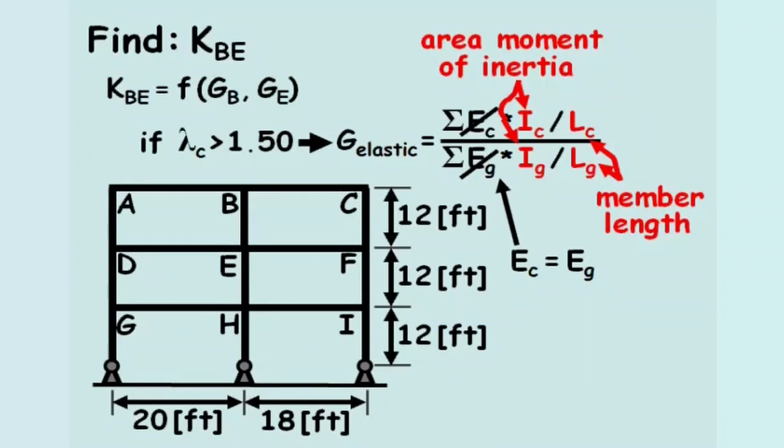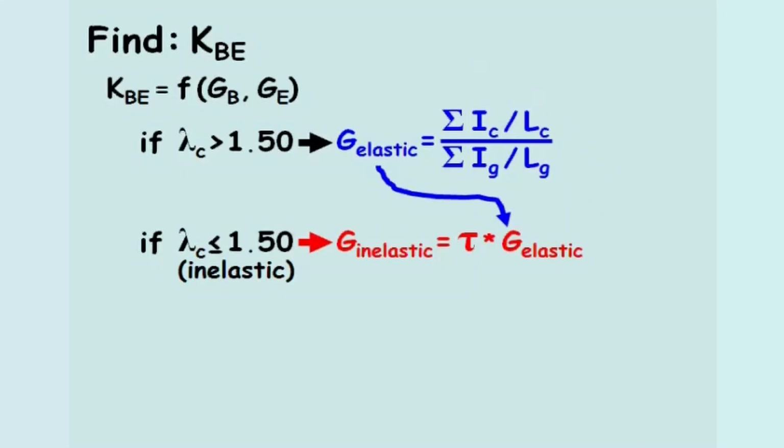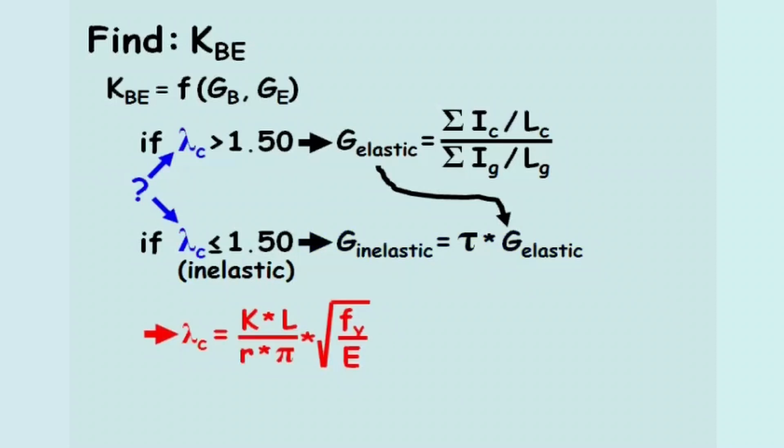In the event member BE is inelastic, then the end condition coefficient at a joint equals tau times the elastic end condition coefficient for that joint. We'll begin by evaluating lambda c, the slenderness parameter, which equals KL over r times pi times root Fy over E. Since we're interested in member BE, we'll add subscripts BE to the equation.